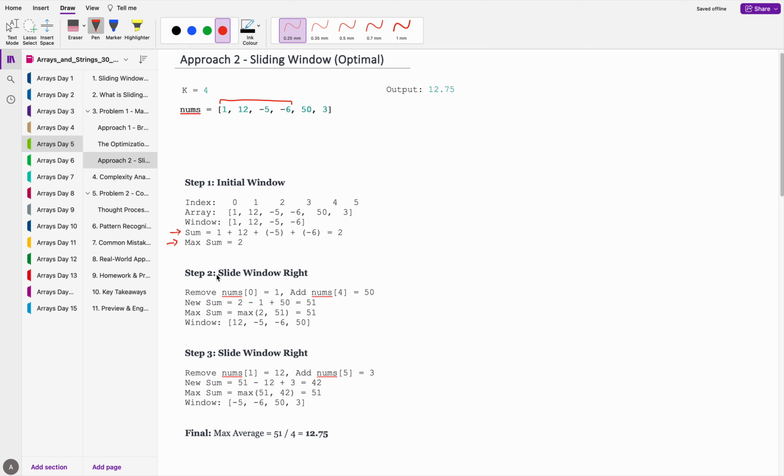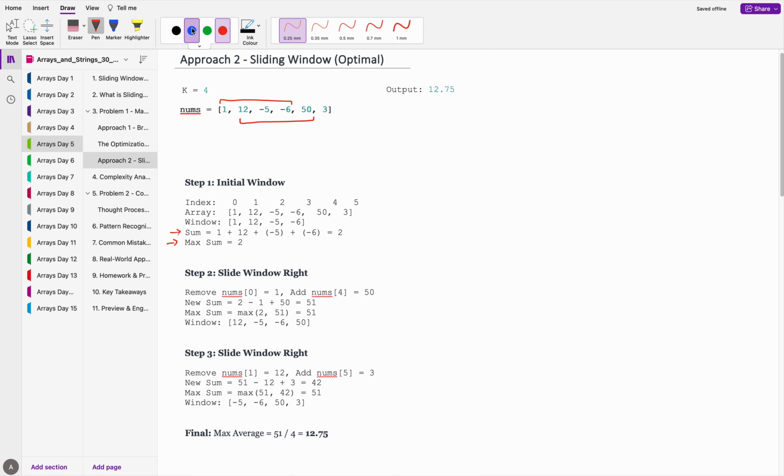तो अभी क्या करेंगे? Now, when I slide my window to the right hand side, you can see that this item is leaving my window and this item is getting added in my window, है ना? अब इस पे बात करते हैं. So what do we do? Remove nums 0 means the item at the 0th index, which is 1, okay, and add item at 4th index.